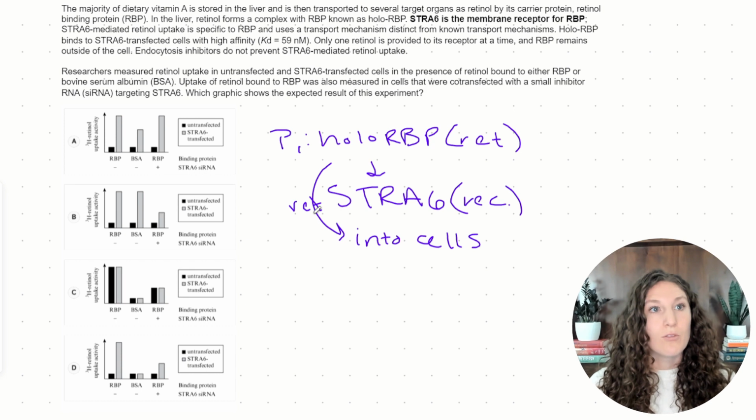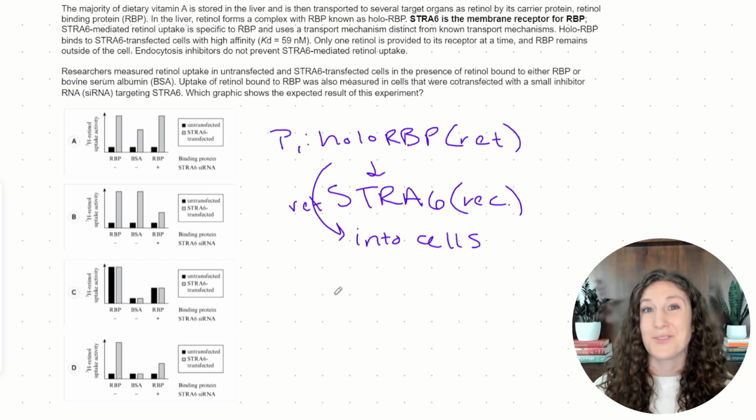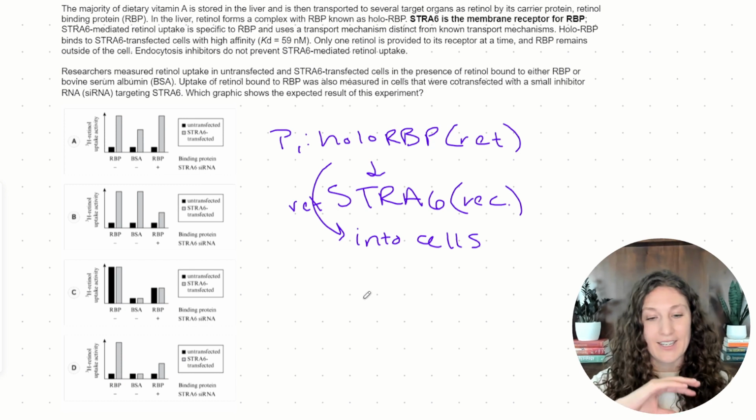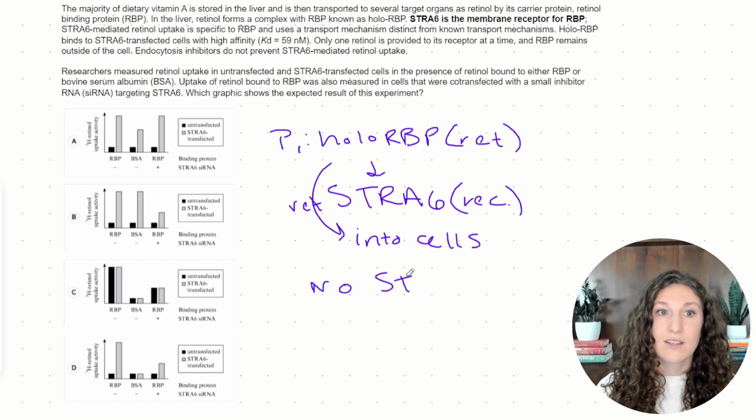Now we have the question. Researchers measured the retinol uptake in untransfected and STRA6 transfected cells, and we looked at the presence or absence of retinol bound to either RBP or bovine serum albumin. There's a couple of pieces here that I want to mention. The first is that untransfected just means we haven't messed with it, so it's just going to be like a blank cell. It does not have STRA6, untransfected, no STRA6, versus yes, STRA6.